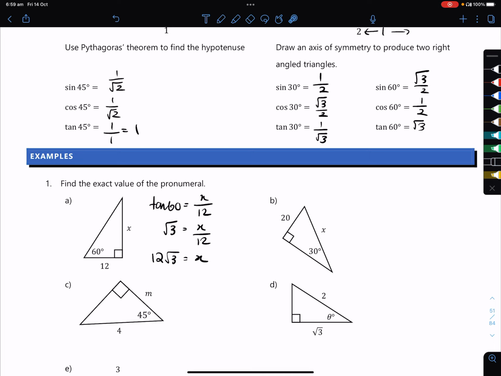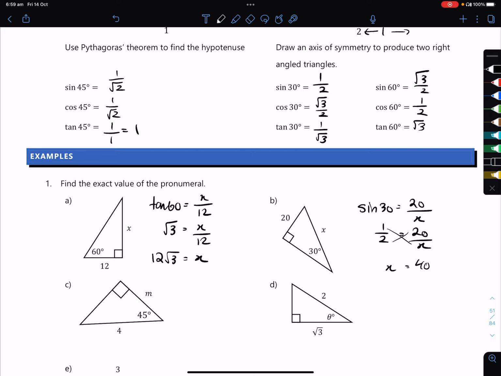For question B, we've got the angle 30 here. We've also got the opposite and the hypotenuse. So we're going to use the sine ratio. So sine of 30 equals 20 over x. Now you know sine 30 is equal to half, so we're going to replace that by half. That's equal to 20 over x. Now if you cross multiply, then 1 times x is x, and 2 times 20 is 40.